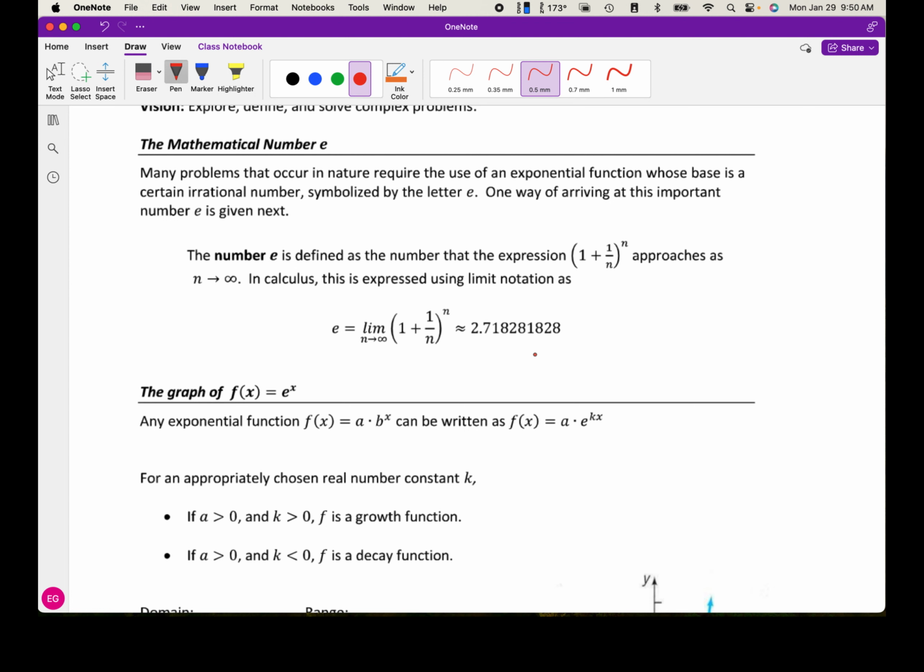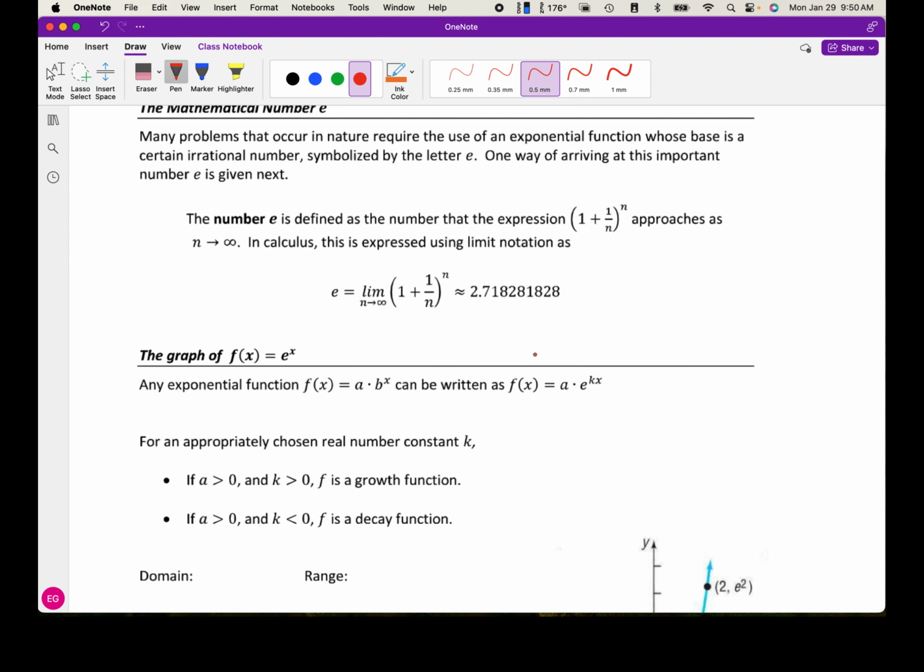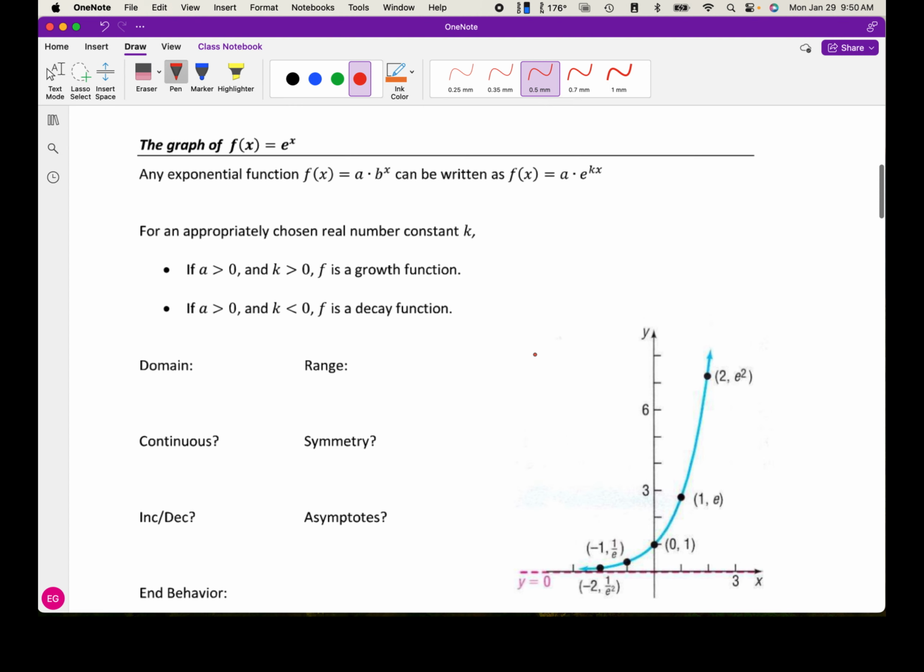And so what we're going to start off with is learning how to graph both exponentials and logs when they have a base of e, and then we'll get into some properties that we can use with e, and then ultimately we'll do that change of base. All right, so let's jump into it.